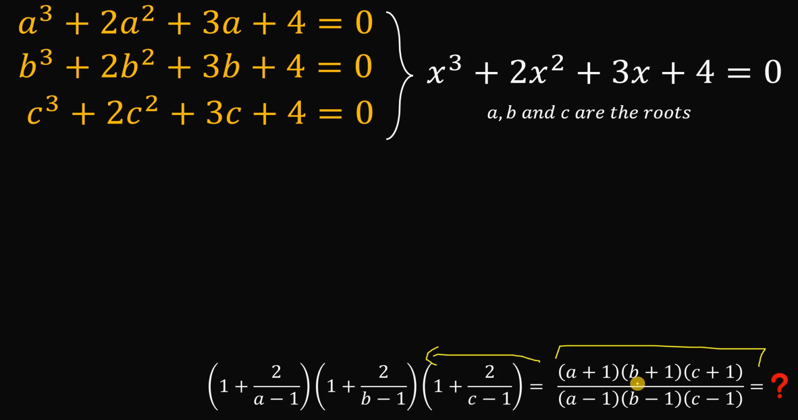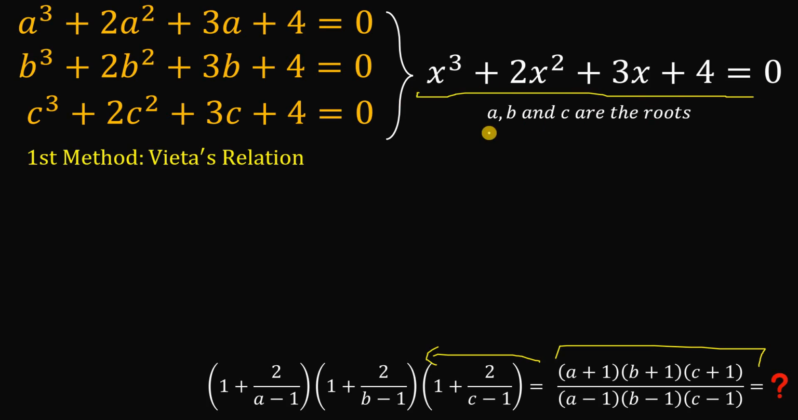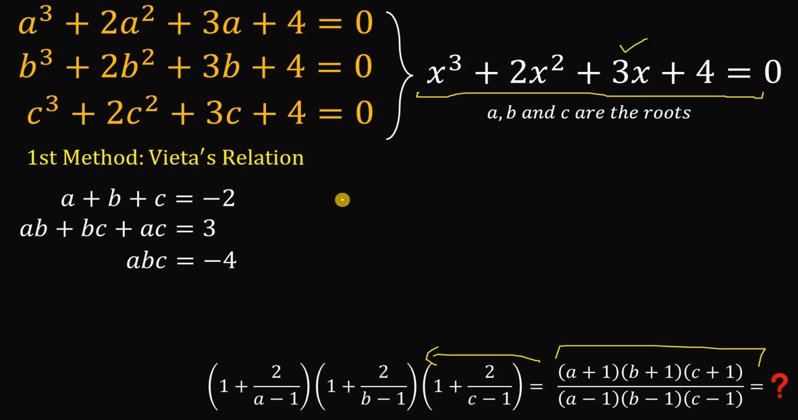Alright, now to find this value, we will use two methods. And the first one is Vieta's relation. Now in this cubic equation, having the roots A, B, and C, we can say that the sum of the roots, A plus B plus C, must be equal to negative 2. And the pairwise product, AB plus BC plus AC, must be equal to 3. And the product of these roots, ABC, must be equal to negative 4. So that is using Vieta's relation.